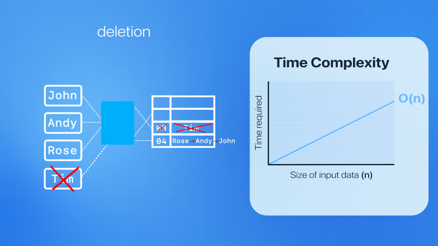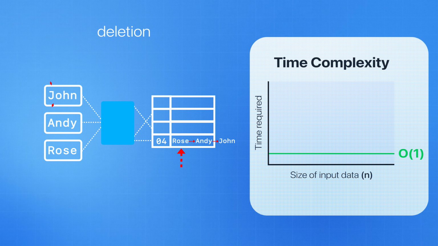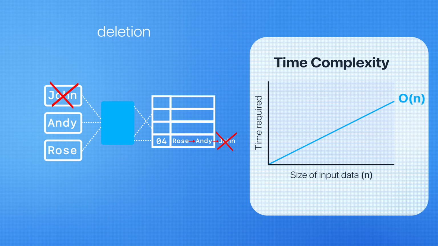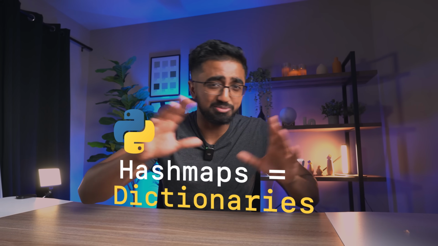Deleting an element is also an O of 1 operation because if you have the right key, you can just go to the value. But if there is a long linked list that you have to deal with to find the actual element that you're dealing with, that could end up being an O of n operation. By the way, if you use Python, you probably call hash maps dictionaries, but they're pretty much the same thing.